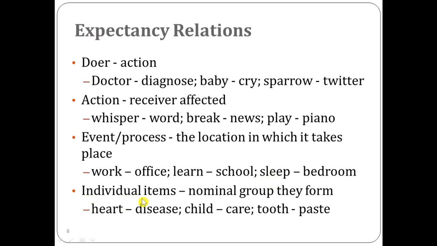Next is individual item. Individual items can form a nominal group. For example, heart with disease. Child can be with care. Truth can be with pace, everyone. So together they can form a group with another item as a word.